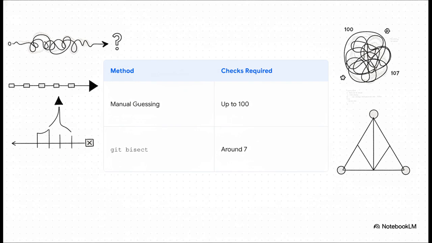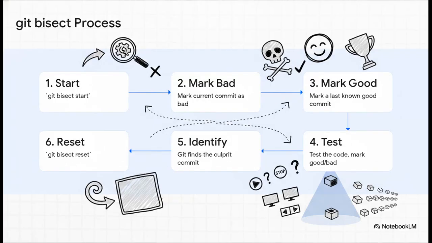Instead of checking every commit one by one, git bisect uses a divide and conquer strategy. It jumps to the halfway point in your history and just asks, is the bug here? And based on your answer, bam, it eliminates half the commits in a single step. That's how it can find 1 bad apple out of 100 in about 7 checks. It's just brilliant.